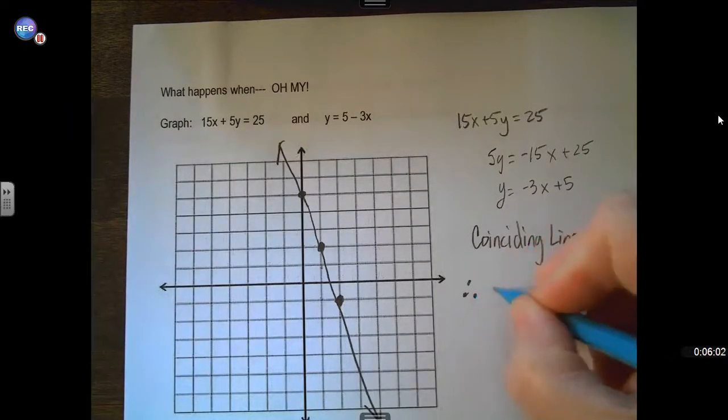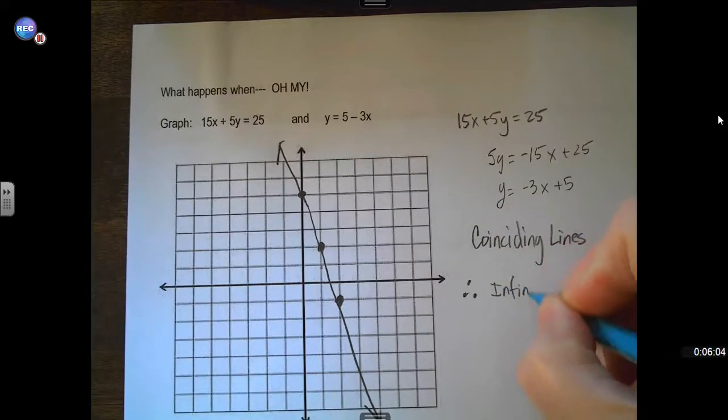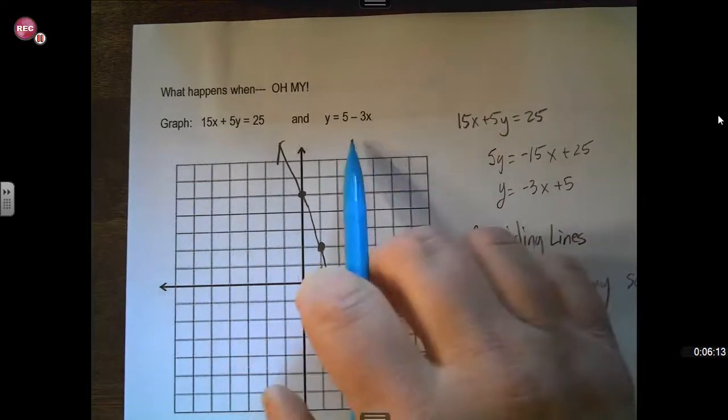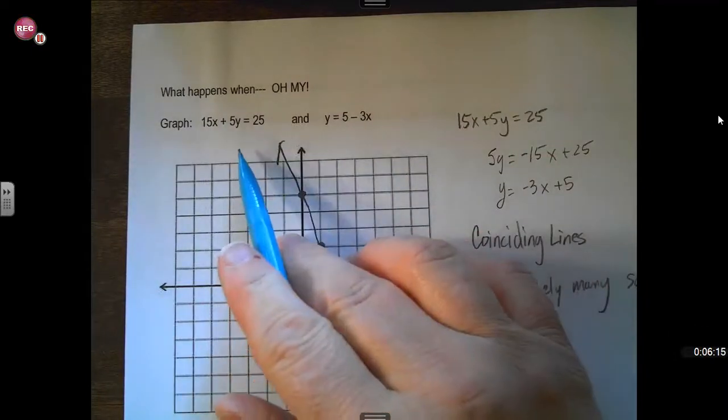Therefore, infinitely many solutions. Any ordered pair that's going to work in this equation is also going to work in this equation.